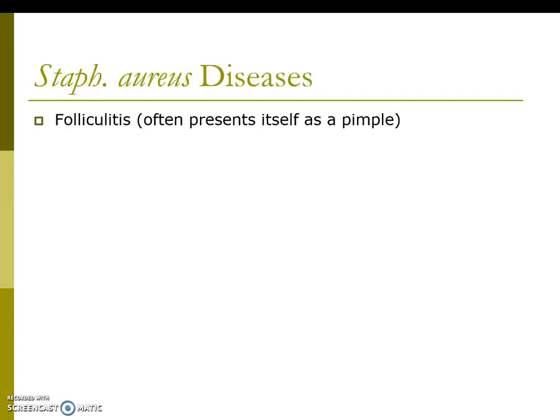So folliculitis, which we already talked about, is infection where the hair follicle is, and it often presents itself as a pimple. A stye is when you have folliculitis of the eyelash, and again, these are all usually Staph aureus. Staph aureus is the culprit, not all the time, but usually if you're going to have anything that's a little bit more serious than just a simple little pimple, it's usually Staph aureus.